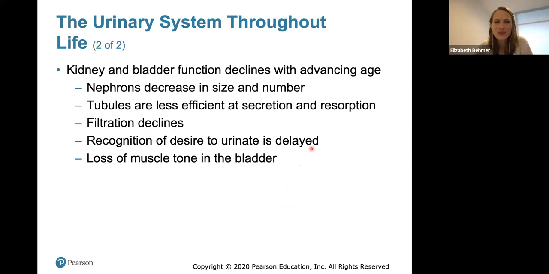The urinary system throughout life: the kidney and bladder function declines with advancing age. Nephrons decrease in size and number. Tubules will be less efficient at secretion and resorption. Filtration declines. Recognition of the desire to urinate is delayed, and the loss of muscle tone in the bladder occurs. So sometimes the elderly have problems with how they go to the bathroom.